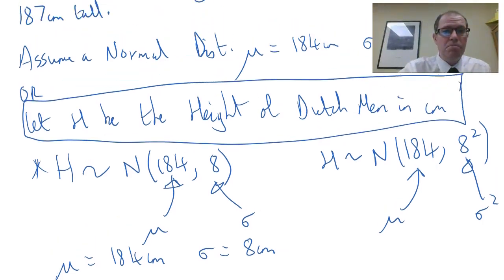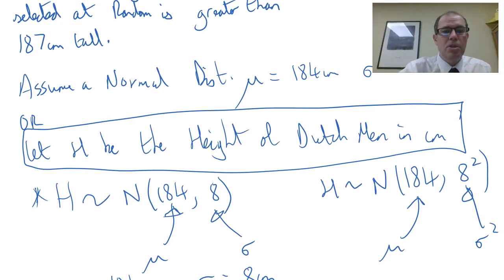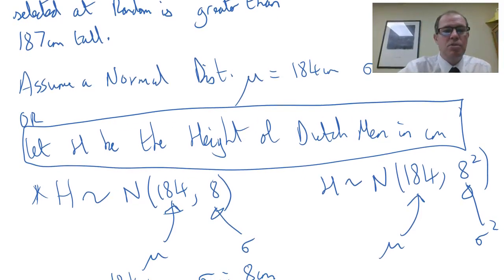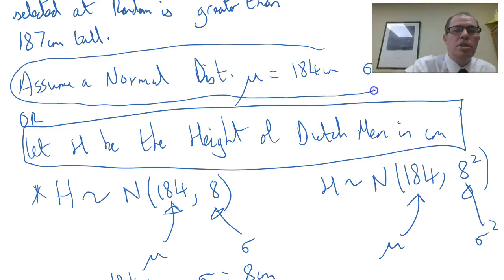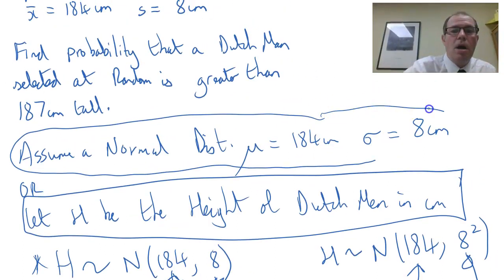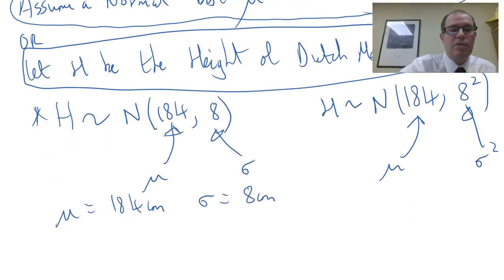So just in recap, you must define your variables, and then you must specify the distribution, either assuming it's a normal distribution, or writing it down with the notation. Okay, now let's go on to solving the problem.